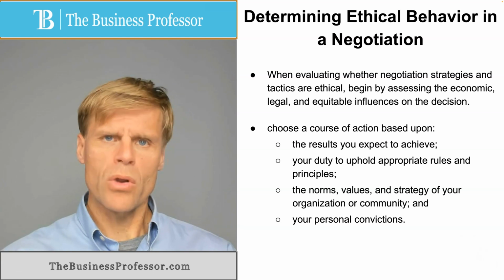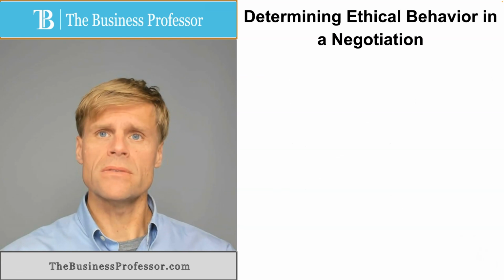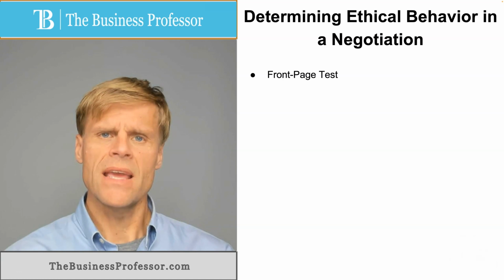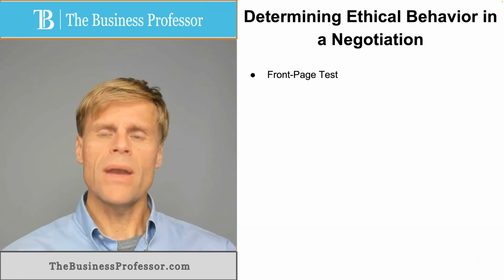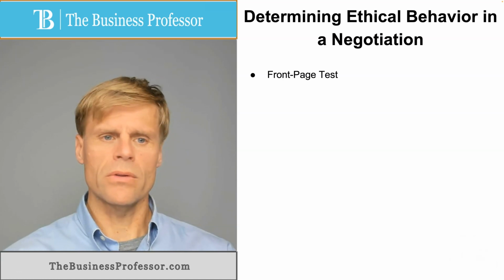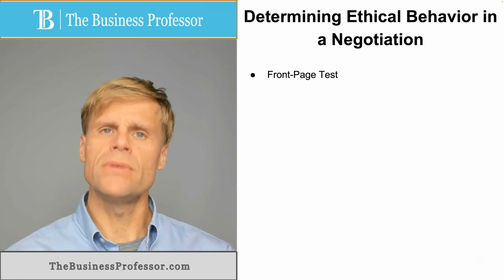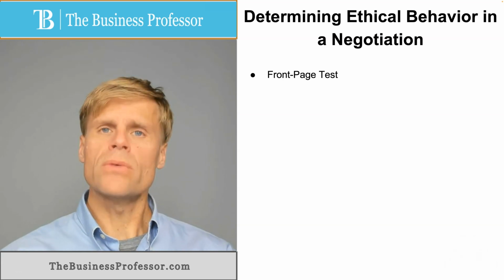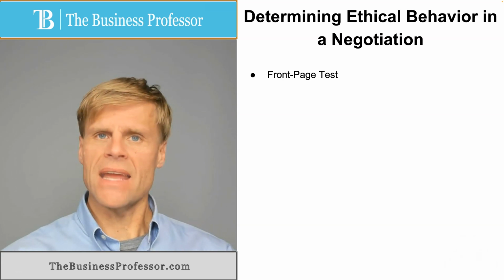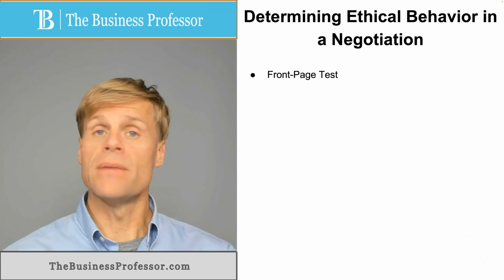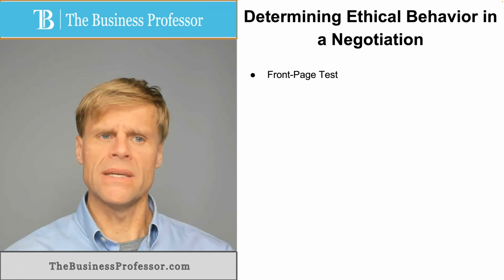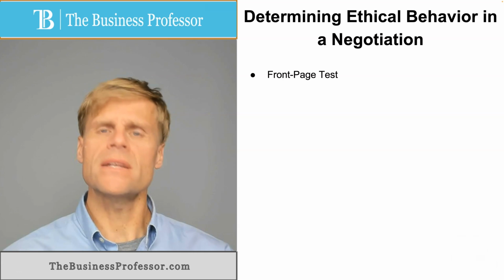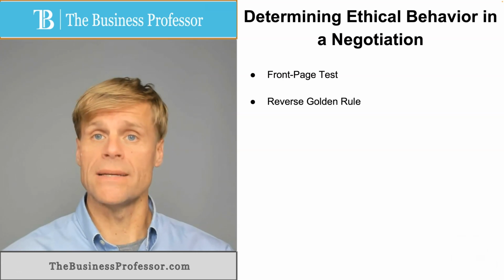Now, what are some approaches you can use to do this? Well, first is the front page test. As the name implies, you ask yourself, if you put this out there to the world on the front page of the newspaper, everything you did, all of your tactics or behavior in the negotiation, would you be okay with that? Would the rest of the world see that as fair? Would you be embarrassed about it, or would you in any way be ashamed of it? So basically, you're asking yourself, how would the world see it?